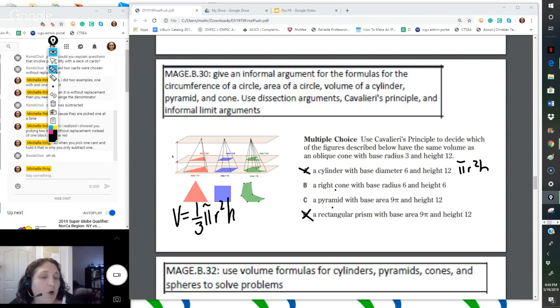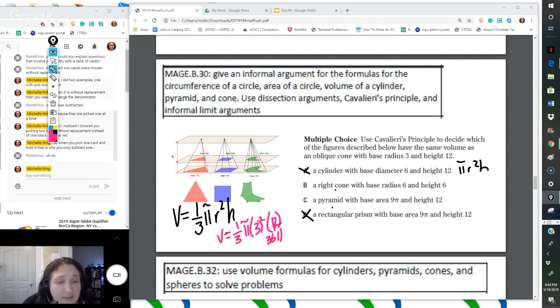The formula for a cone is, again, 1/3 pi r squared height. So if we plug this information in, we get the volume equals 1/3 times pi. The radius is 3. The height is 12. If we simplify this, it would become 36 pi. If I do this here, this is going to give me 1/3 times pi with a radius of 6 squared and a height of 6. If I simplify this, this is going to give me 72 pi. So I know that that's not the same. So it's got to be choice C.